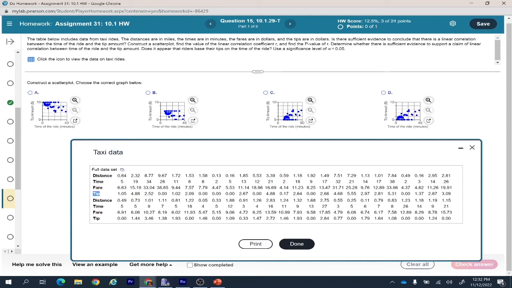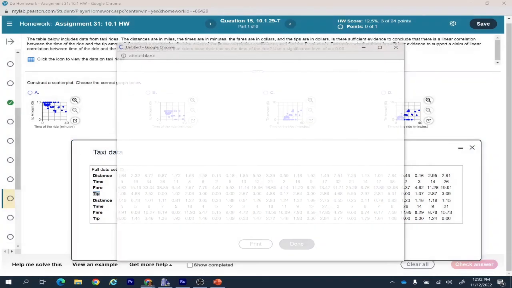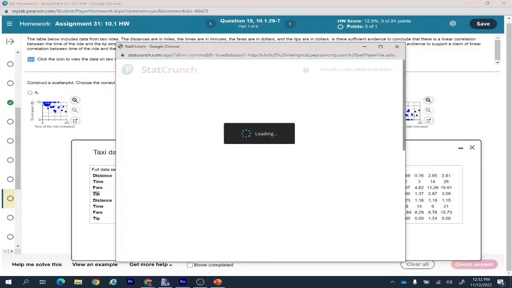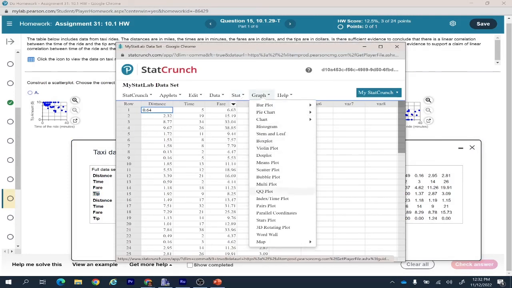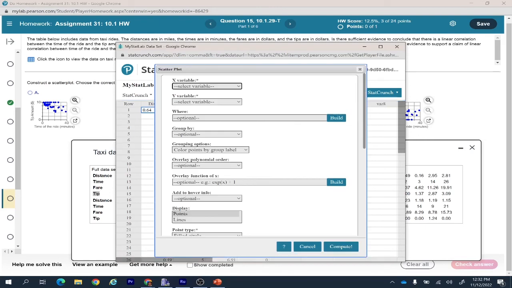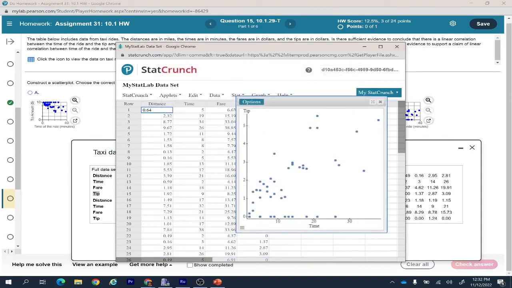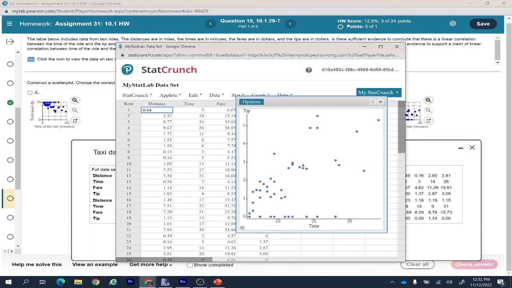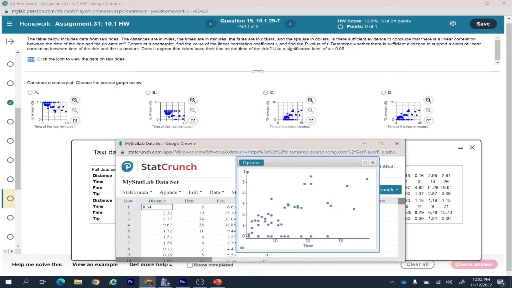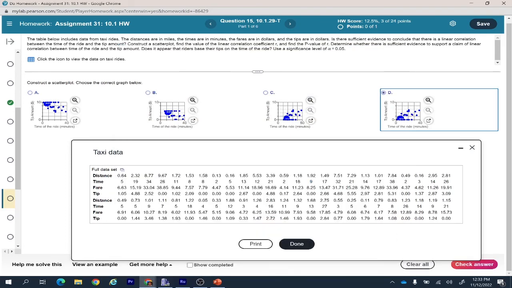We don't need the rest of the data, just use StatCrunch and it will take care of itself. We would like to find the scatter plot. So go to graph, choose scatter plot, and then X variable is time, the Y variable is tip, and just hit compute. It will give you the actual scatter plot, and compare that with the given ones. Let me make it small so we can compare. It looks like the last one is the closest one. So I'm going to check this answer, and that's a nice answer, nice work.